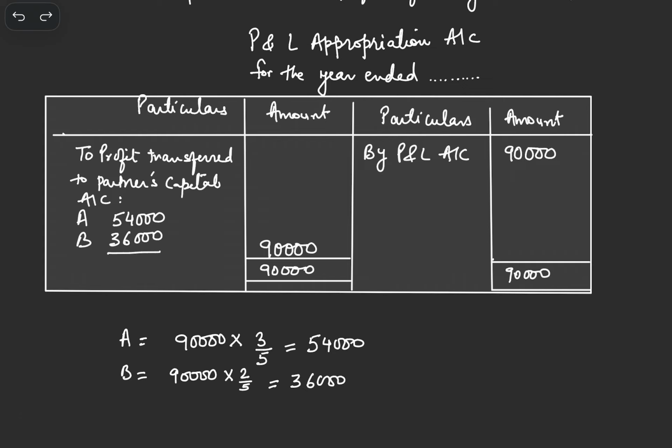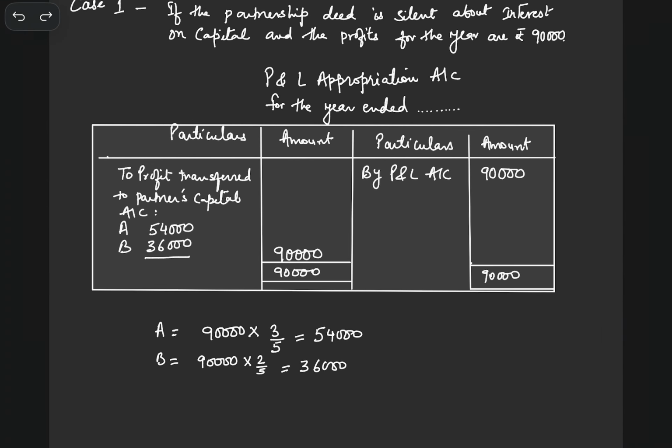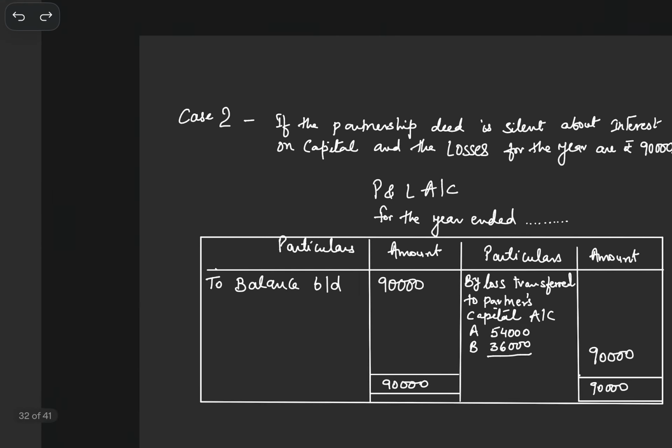In this question, we are not calculating interest on capital because the partnership deed is silent. Partnership deed is silent, so we are not providing interest on capital. The profit so given in the question is being divided between the partners in their profit sharing ratio, that is 3:2. So the distribution for that, the working note is being prepared. Please check. I hope it is clear.